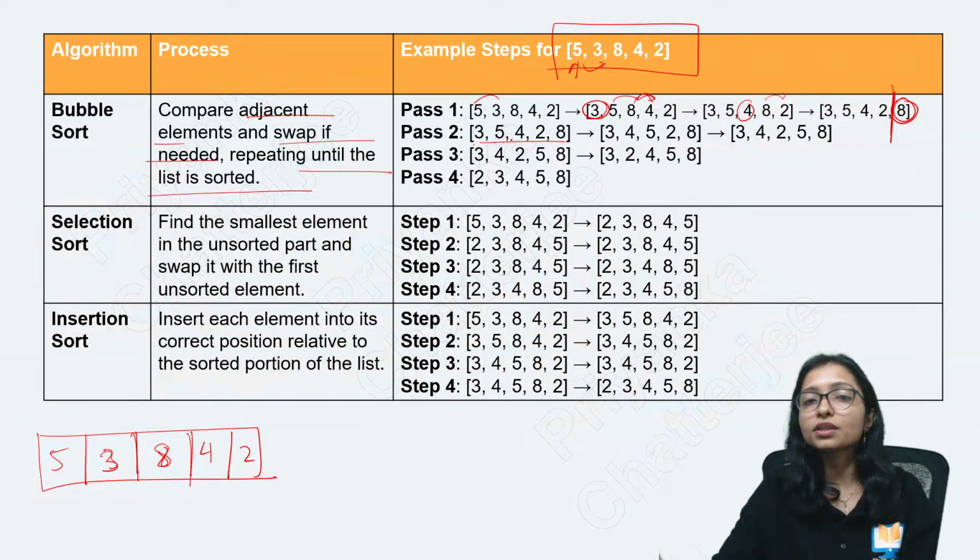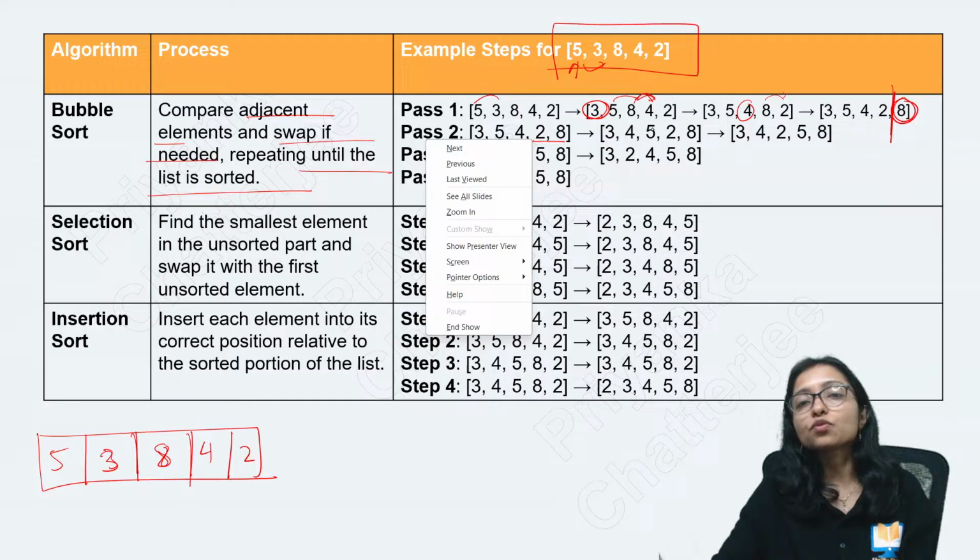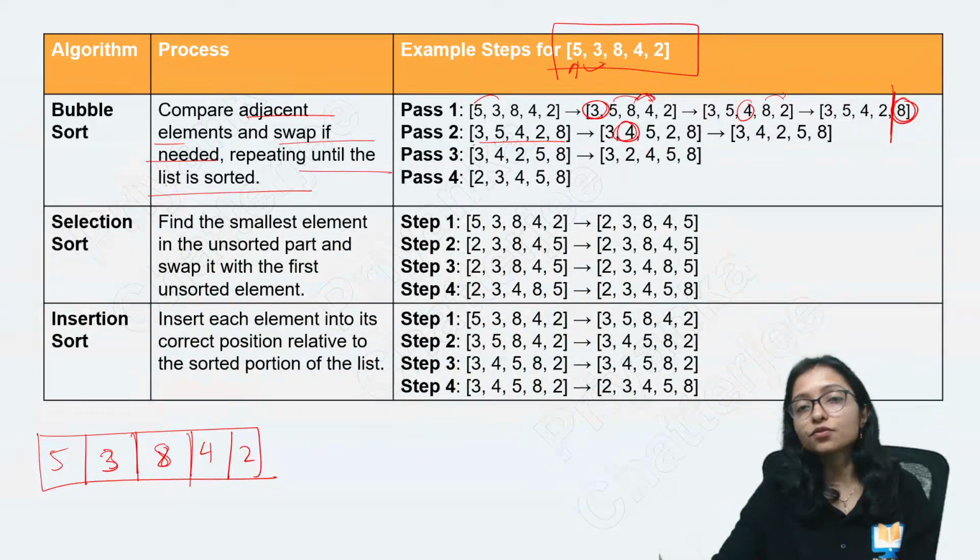3 is comparing with 5. 5 is comparing with 4. Here swapping is done. Then again 5 is comparing with 2, and swapping here. Now 5 is the largest element and it is placed here. In the same way, last here 4, 5, 8. Same way 3, 4, 5, 8. Finally it is complete and it is sorted.